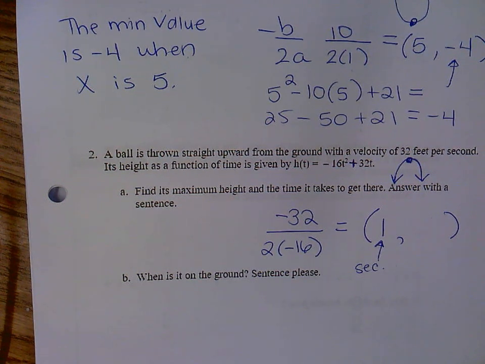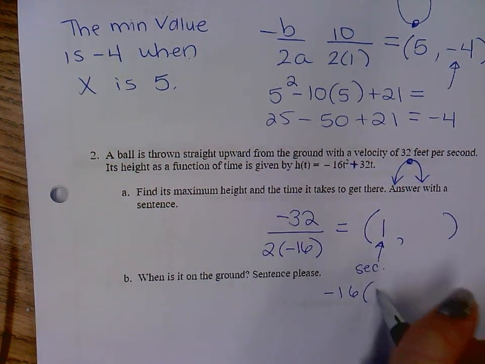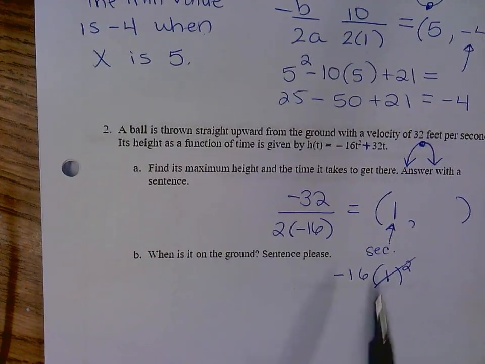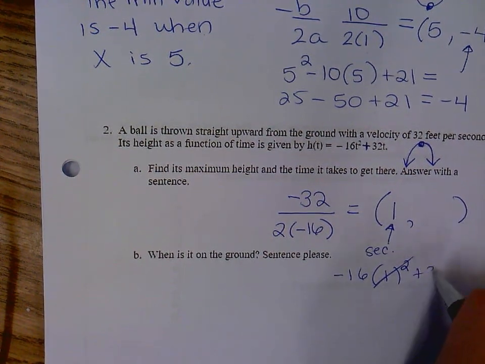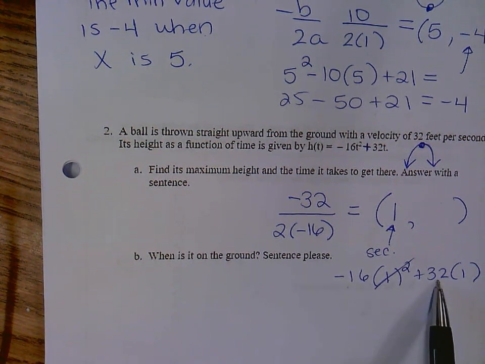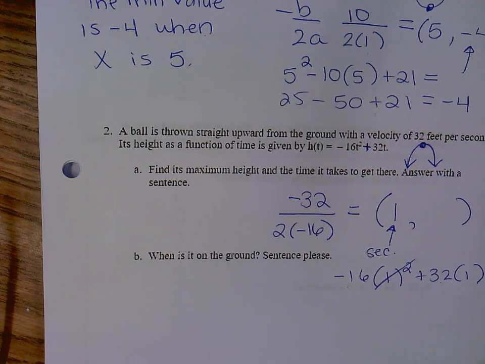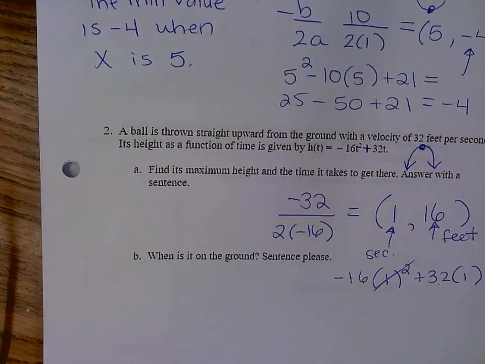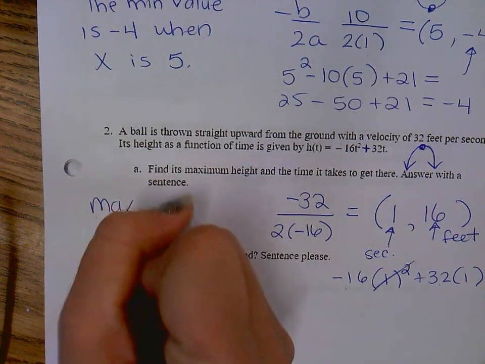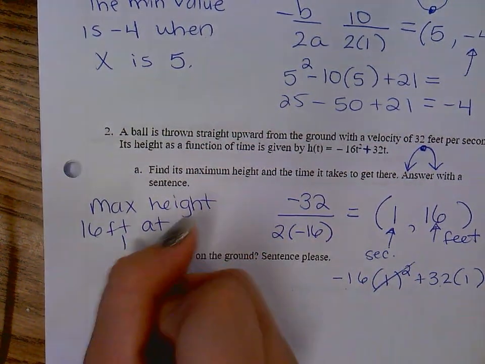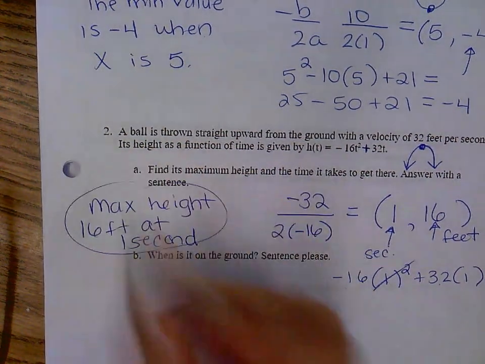Order of operations. Negative 16 times 1 squared. Only the 1 gets squared. So you still have negative 16 times 1 plus 32 times 1. So I have a negative 16 and a positive 32. That adds up to positive 16, right? So my height is 16 feet. So the maximum height is 16 feet, a max height of 16 feet at 1 second. So it goes up and then comes down.